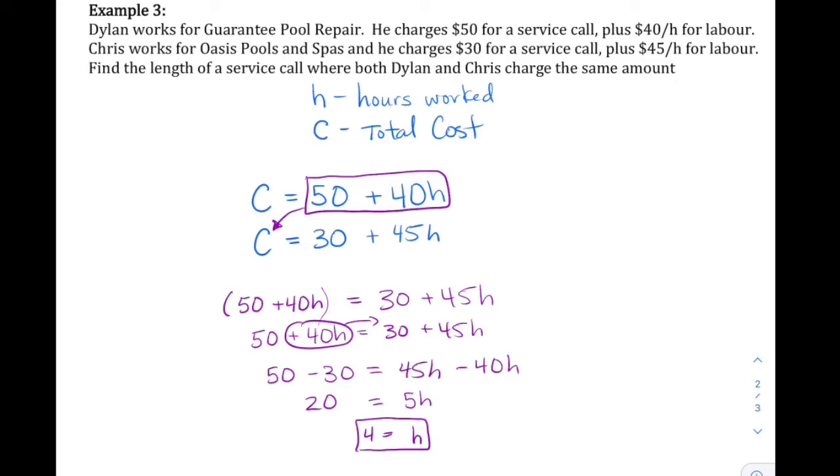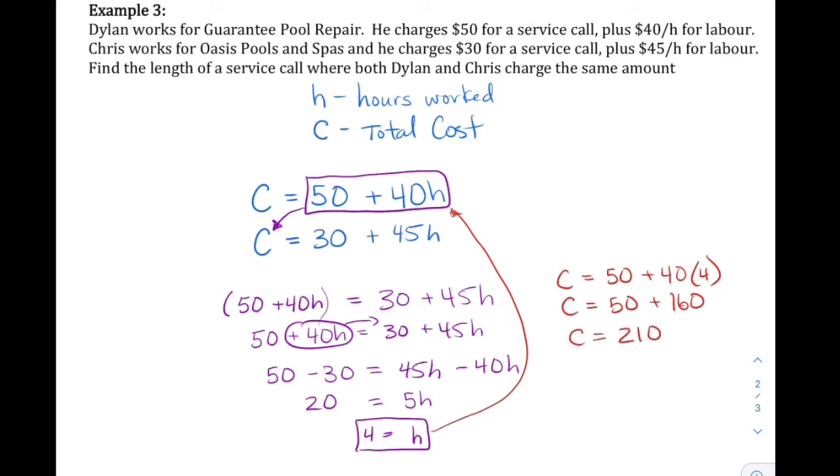Now we say, well, what is the cost? So now I know h is 4. I'm going to put that back into one of the equations. It actually doesn't matter which one you put into. I'm going to choose the top one. Cost is equal to 50 plus 40 times 4. Total cost is 50 plus 160. Cost is equal to 210. So that means that if I have a job that requires 4 hours worth of work, both Dylan and Chris will charge $210.